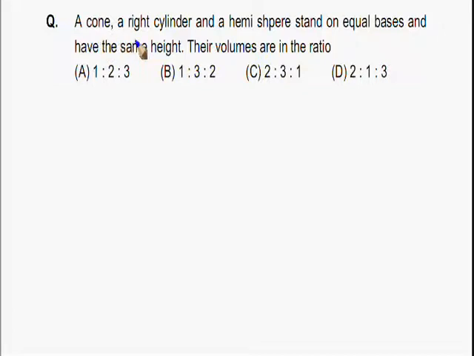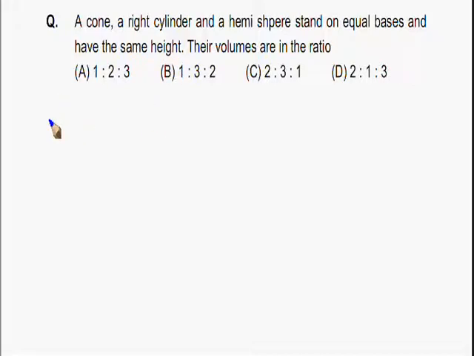A cone, a right cylinder, and a hemisphere stand on equal bases and have the same height. Their volumes are in the ratio. So in this question we have given a cone, a cylinder, and a hemisphere which are having equal bases. Equal bases means they have the same radius and also they have the same height.